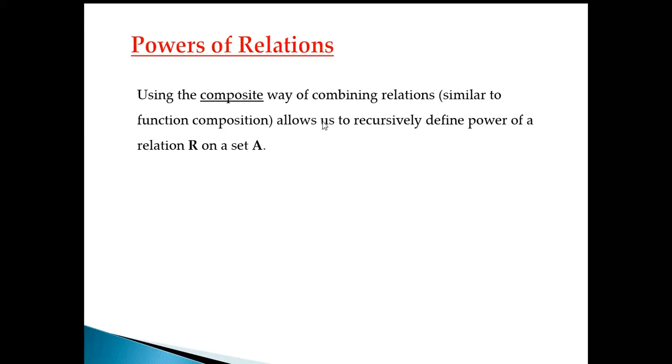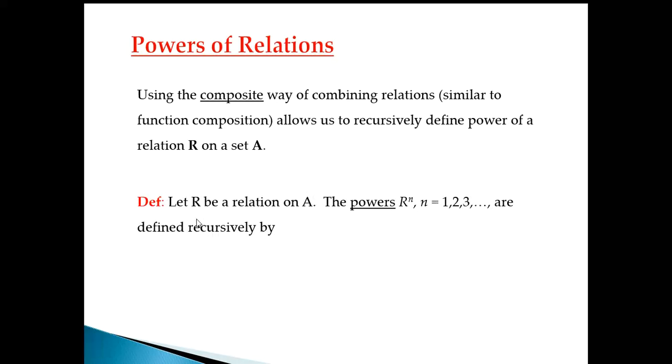Using the composite way of combining relations, similar to function composition, allows us to recursively define the power of a relation R on a set A. So now what is the definition? Let R be a relation on set A, then the powers R to the power n, where n is 1 2 3 and so on, are defined recursively. R1 is our relation, right? Now here we need to calculate R to the power n plus 1.